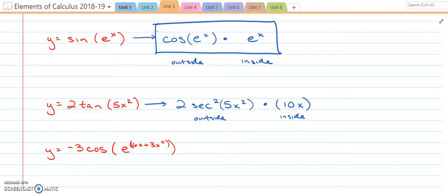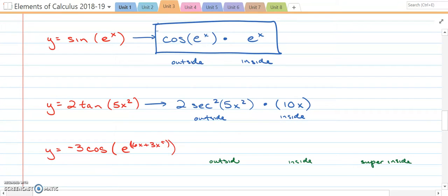First one, let's talk about the outside. Then we'll talk about the inside. Then we're going to talk about the super inside. And I think you should be able to identify each one of these pieces already. This is where we're going to talk about the -3 times the cosine part. The inside was the e to the part.